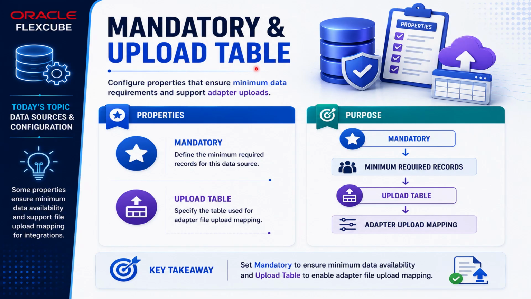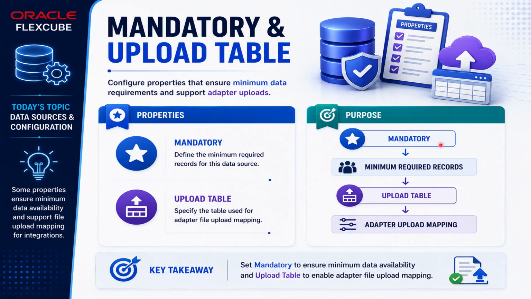Mandatory and upload table. The mandatory property is used when at least one record must be provided for the data source. This may apply to a multi-record data source that requires a minimum of one record or to a mandatory single record data source. The upload table property is used when adapter upload is required for the function ID. In that case, the data source must be mapped to the corresponding upload table.